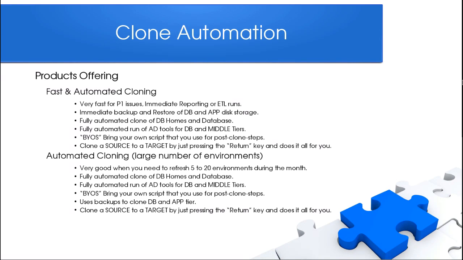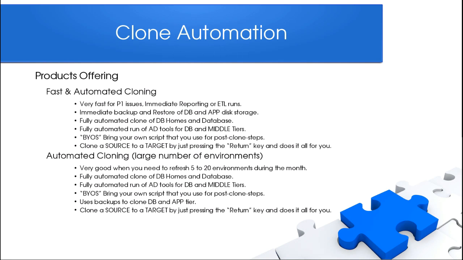This is about cloning automation. So there's two product offerings. The first one is fast, the other one is automated. As the name said, fast means an environment can be cloned in around 1 hour, no matter what the database size. This is very useful when you have priority 1 issues, where you have to replicate the production environment very quickly.